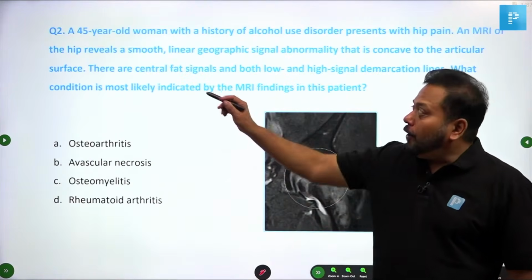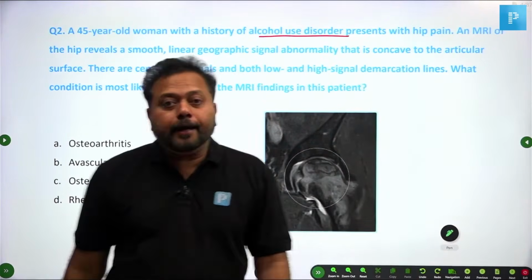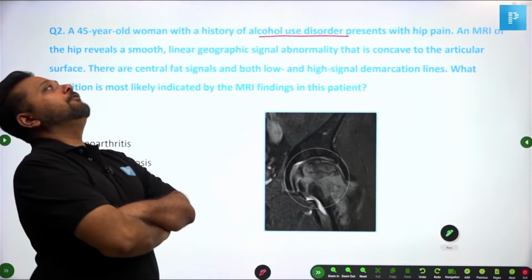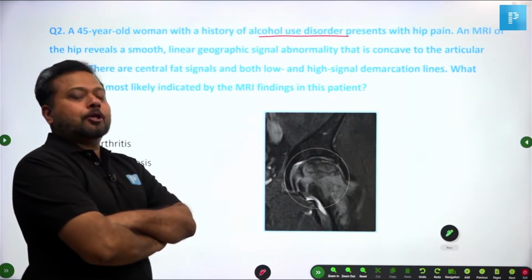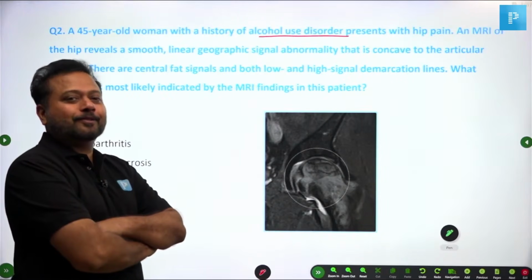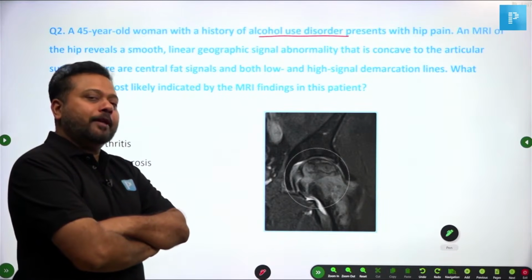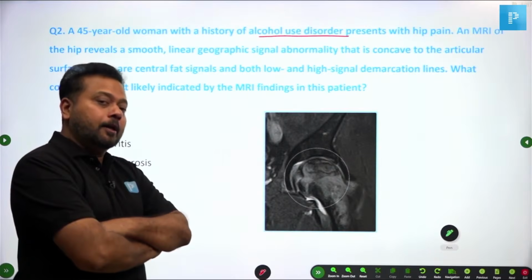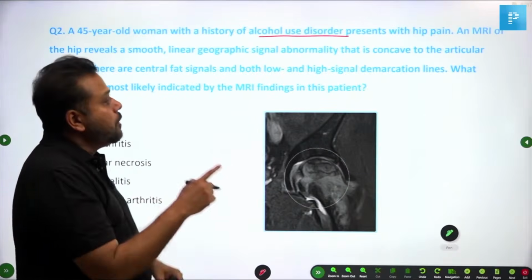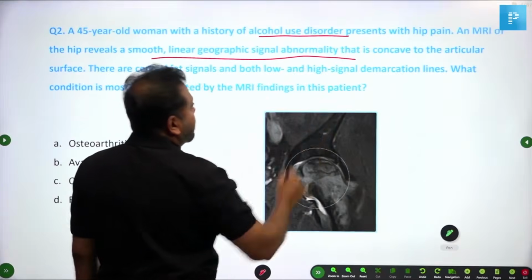You see here, a 45-year-old woman with a history of alcohol use disorder. So she's consuming alcohol for a long time. Presents with hip pain. So this itself will give the diagnosis. Chronic consumption of alcohol, hip pain. The diagnosis that should come to our mind is avascular necrosis. In orthopedics, a golden teaching: chronic smoking notoriously causes non-union, chronic alcohol consumption and chronic steroid intake notoriously predispose to avascular necrosis.